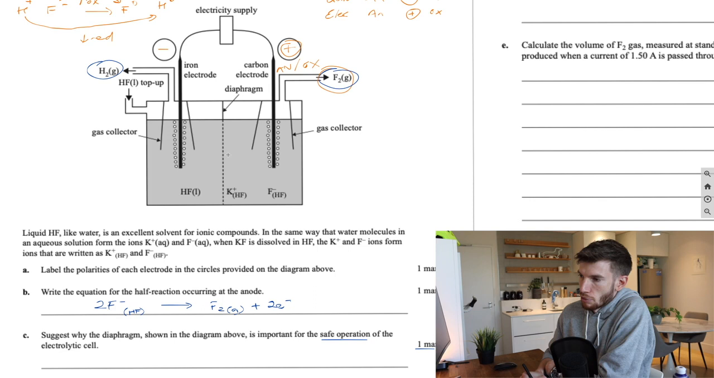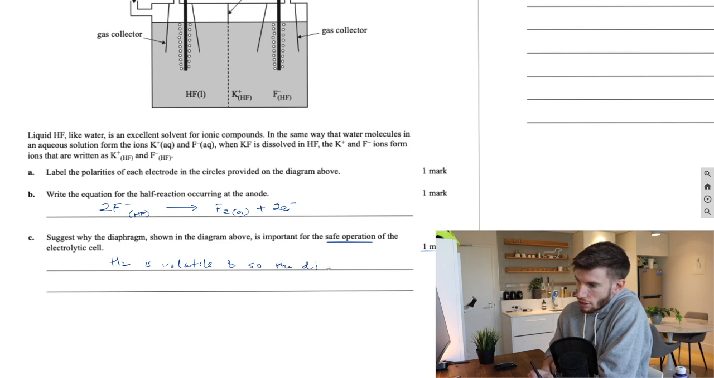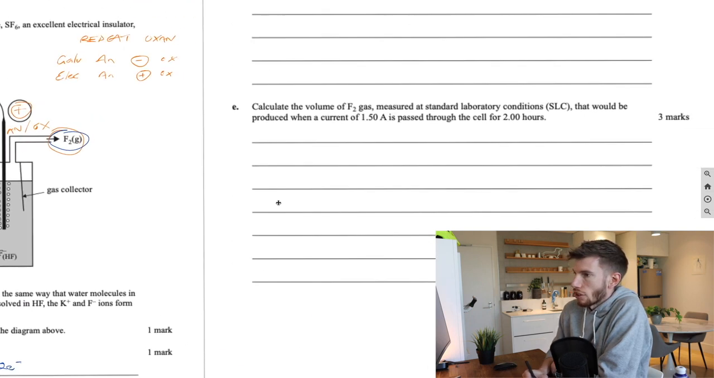If we didn't have this diaphragm in between, the fluorine gas that is dissolved could technically switch over here and then bubble with the bubbles of hydrogen gas here, and you could end up with an explosion. So it's all about keeping the hydrogen gas separated, given that it's volatile. So you could either get away with just simply saying hydrogen is volatile, or the safer answer would be to add in, and so the diaphragm keeps it separate, like that. So then we move along.